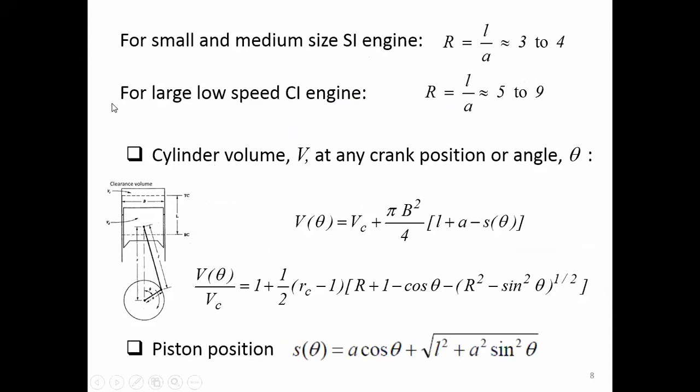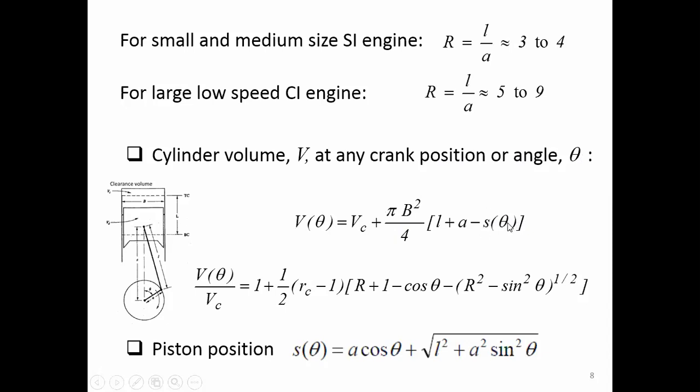Okay, for the cylinder volume, right? If we want to find this volume at any crank position or crank angle theta, the equation is shown like this. This is the cylinder volume at any crank angle theta. It consists of what? The constant volume, which is the clearance volume, plus the varying volume, or the volume that varies according to the position. Remember the letter S, it varies according to the position of the piston.